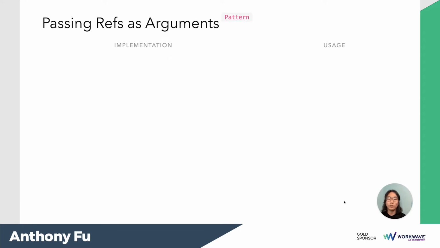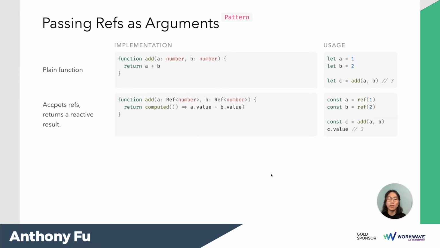Alright, let's start with our first pattern today, passing refs as arguments. Here we have a plain function which sums up two arguments a and b. You can also see the example usage on the right. And then we can make this function accept refs, and it returns a computed ref with their sum. Then we can pass the refs into it, as we normally would. The difference here is that the returned value is also a ref, but it will always be up to date with the refs a and b.